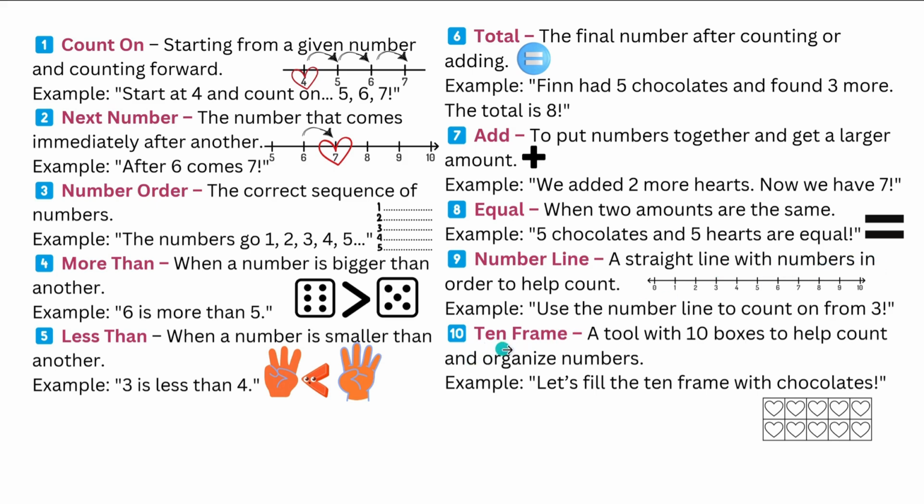Our last term is 10 frame. That's a tool with 10 boxes to help count and organize numbers. An example of this is when you fill out a 10 frame with these chocolates. We have a 10 frame down here with hearts in it that are going to be similar to our chocolates in our story. Alrighty, are you guys ready to help Finn? Let's get started.